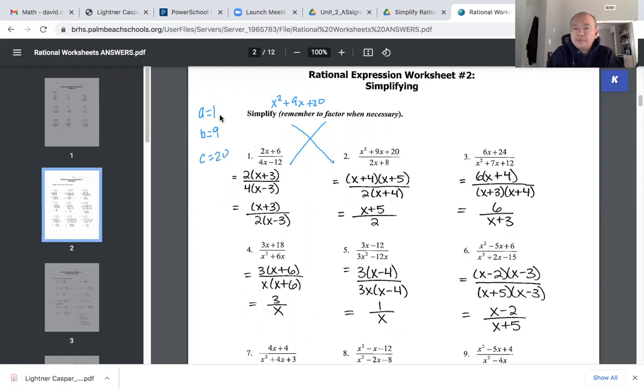Okay, and what you're going to do is you're going to multiply the a and the c, which is the top number here. A times c is 20. And then you're going to put the b, which is the 9, on the bottom. Okay, you're going to find 2 numbers that do 2 things. They have to do both things. They have to multiply into 20, and they have to add up to 9. Okay, so I'm going to choose 5 and 4, right? Because 5 times 4 is 20. 5 plus 4 is 9.